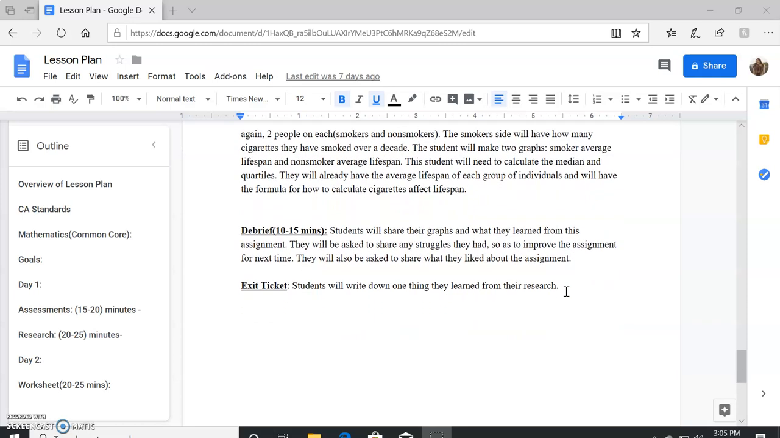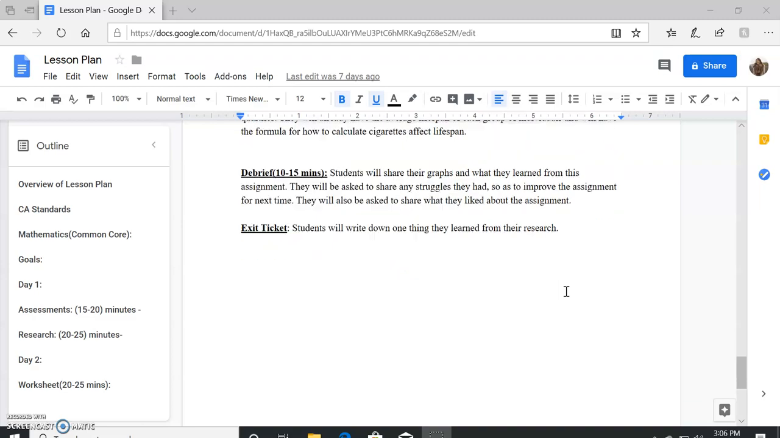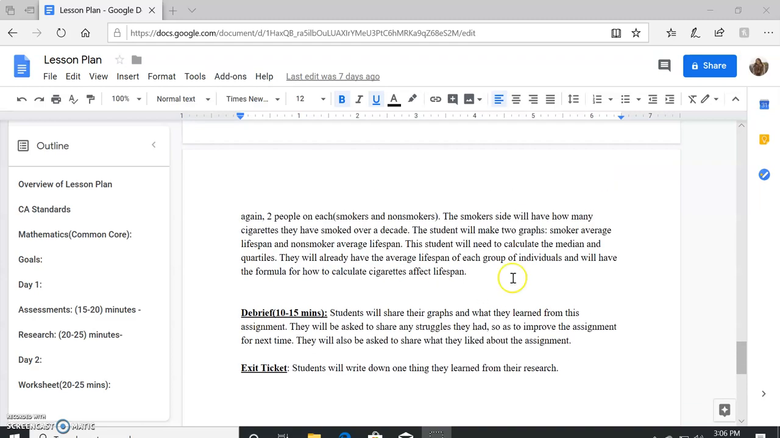The last 10 to 15 minutes, students will share their graphs and what they learned. They'll also be sharing any struggles they had, so as to improve the assignment for next time, whether it be information given or instruction, anything that they find as constructive criticism. They will also be asked to share what they liked about the assignment. Their exit ticket to leave will be to write down one thing they learned from their research, and then they will be on with their day.